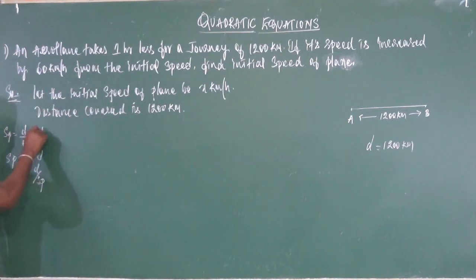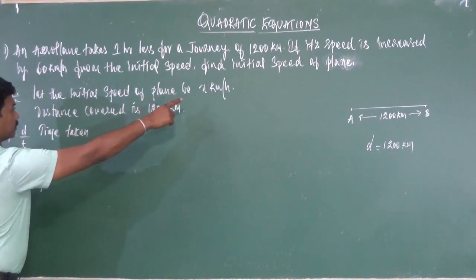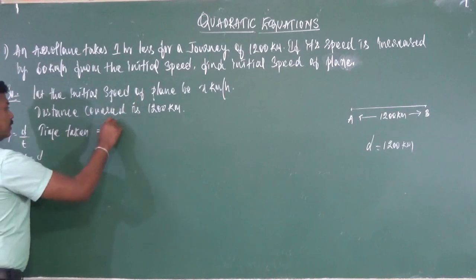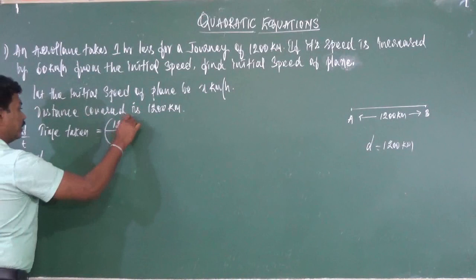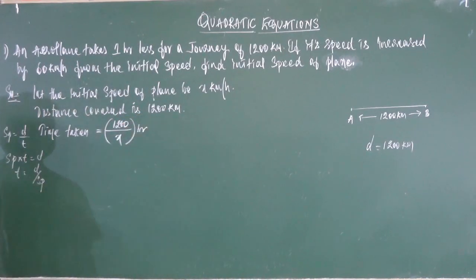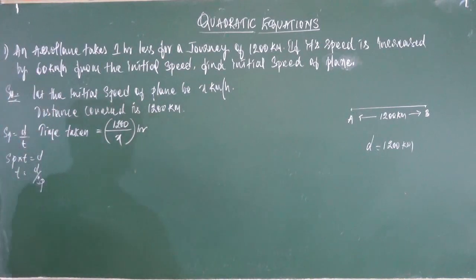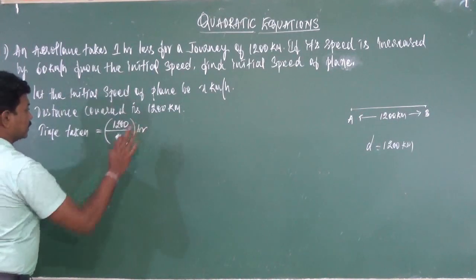So time taken at that speed, that is the time taken by the aeroplane at x km per hour speed covering a distance of 1200 kilometers. So time taken is equal to distance by speed. Distance is 1200 by speed is x. So this value is some hours. We do not know what that is because x is the variable here. So time taken is 1200 by x hours.